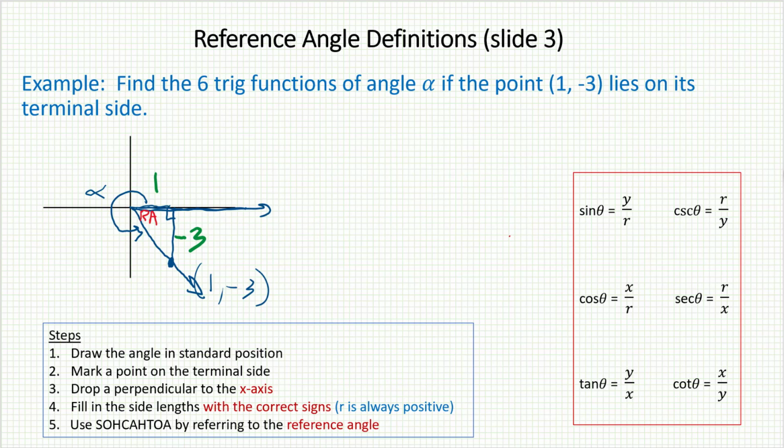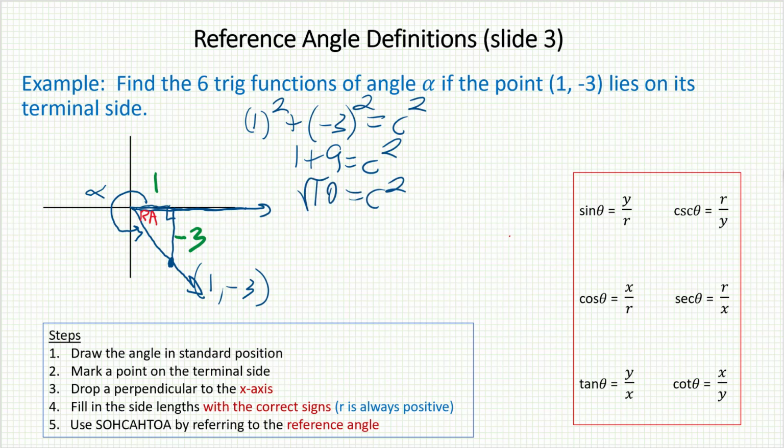What about the r? I'm going to have to calculate it, and of course I can by simply using the Pythagorean theorem. A squared plus b squared equals c squared. That's 1 plus 9 equals c squared. C squared is 10, which obviously means c is the square root of 10. Remember that the r value is always positive, no matter what quadrant you're in. It is a true distance.